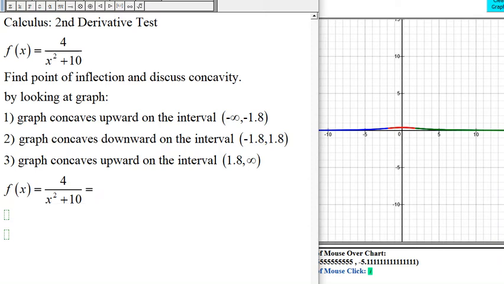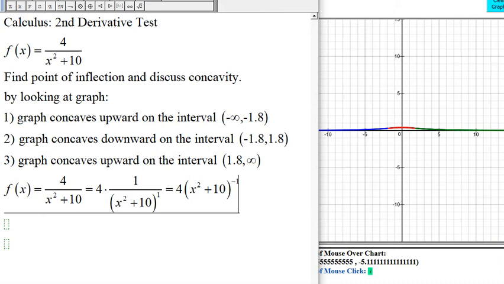So let's rewrite this as 4 times 1 over x squared plus 10. And again, this is the same as 10 to the first. And so this becomes 4 times x squared plus 10 to the negative 1. And now we can find the first derivative and use the chain rule.